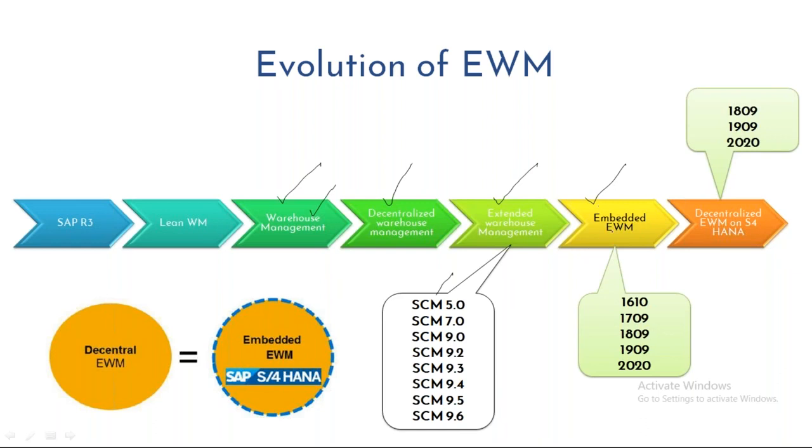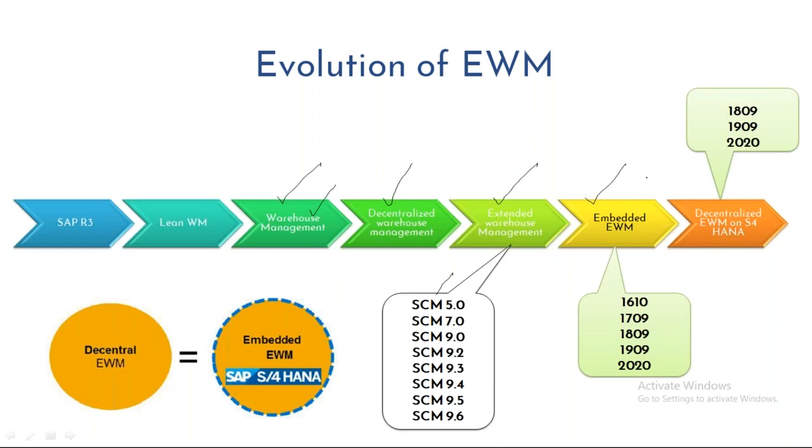Embedded EWM is nothing but, functionality wise, more or less the functionalities will remain the same, but this is on S4HANA. New version called S4HANA. Earlier we were using ECC. Now we have S4HANA. So all clients who are on SAP ECC are trying to migrate to S4HANA. And when they are migrating to S4HANA, instead of going for a WM implementation, clients are trying to implement EWM only, extended warehouse management. That too the embedded version, mostly embedded version.